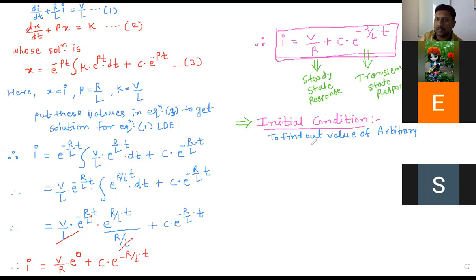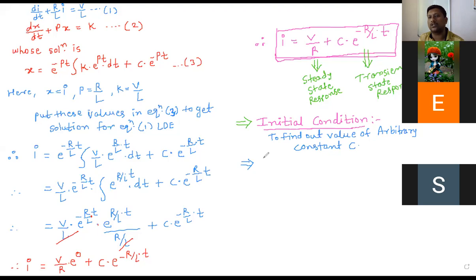Arbitrary constant C. So how to find out this arbitrary constant? By using the initial condition. So what is the initial condition? T equal to 0 minus. Don't take exactly 0.